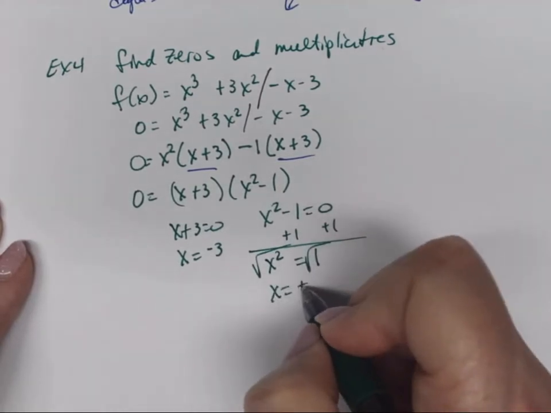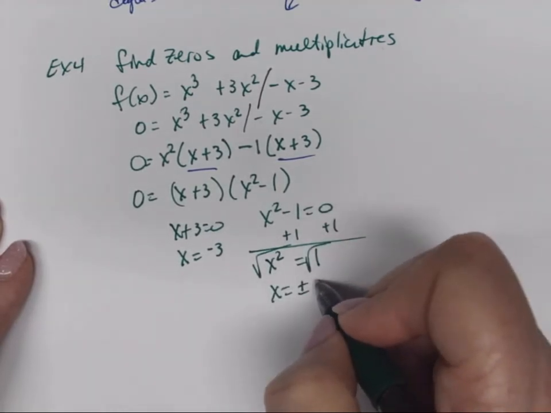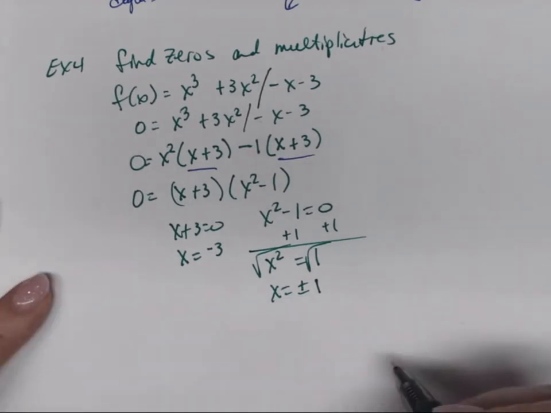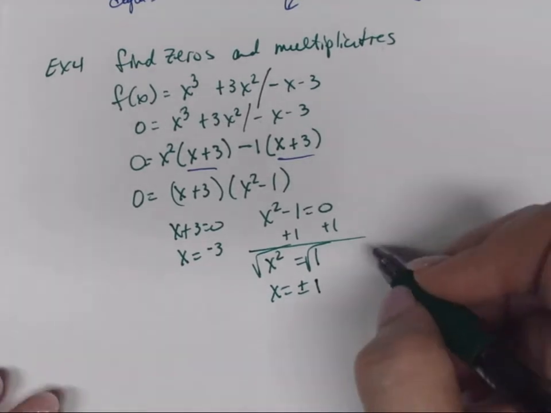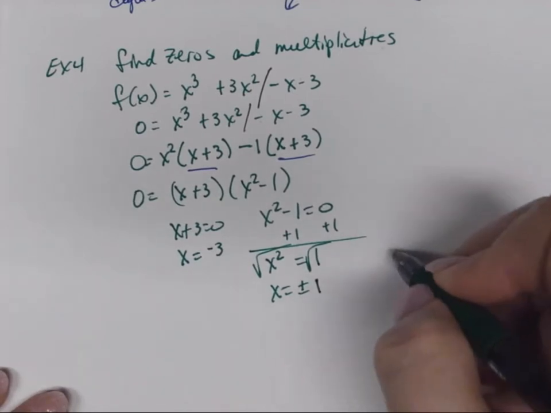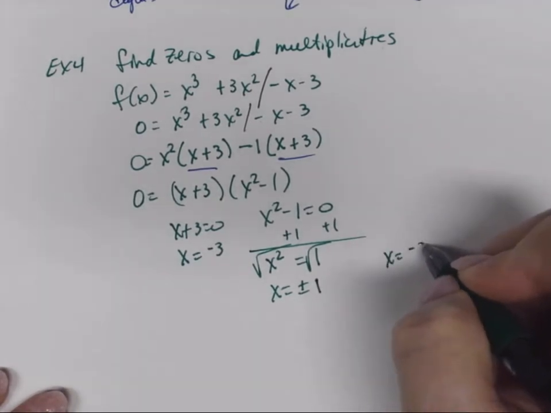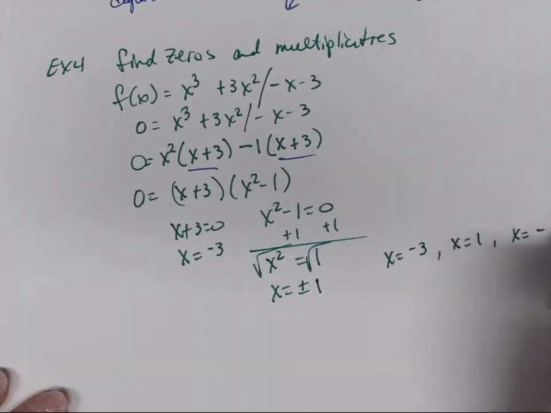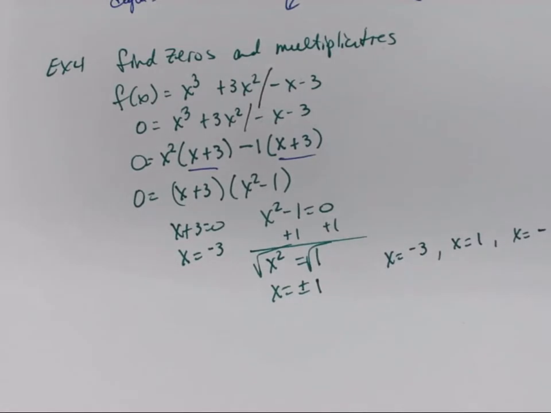I get x is equal to plus or minus the square root of 1, which will be 1. So that means it's x plus 1 and x equals positive 1 and x equals negative 1. So our zeros are going to be x equal to negative 3, x equal to 1, and x equal to negative 1. Now, I need to figure out what the multiplicities are.